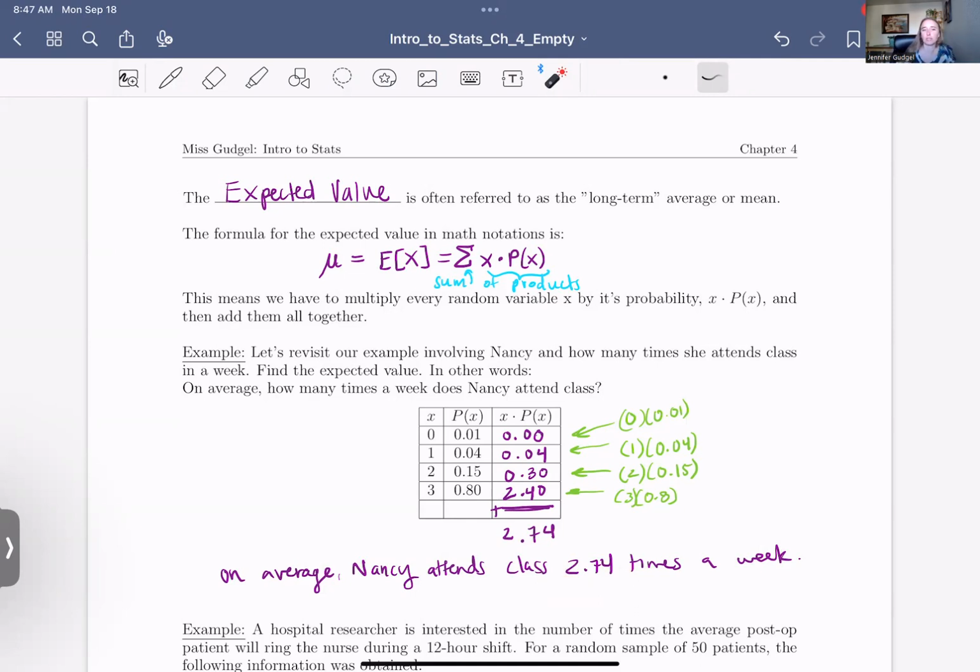That's what this is. This is the number of times in a week on average that Nancy attends class. So when you go to write a summary for expected value, you really want to include some verbs like that. Use the words on average somewhere or the average number somewhere, because that is what the expected value is.